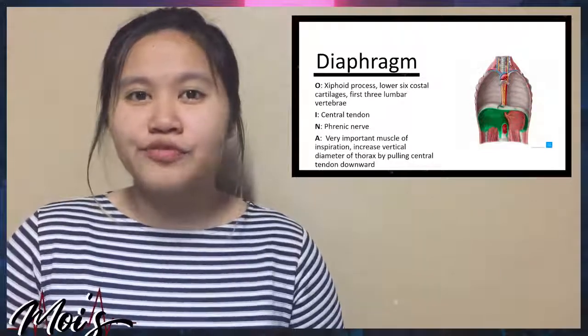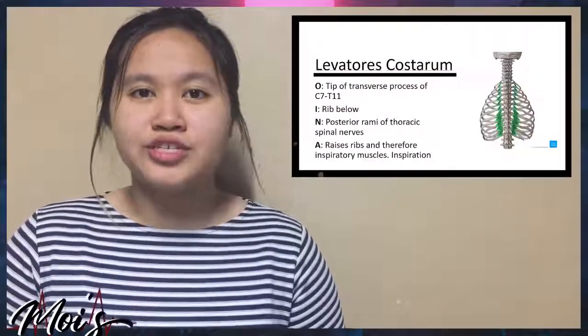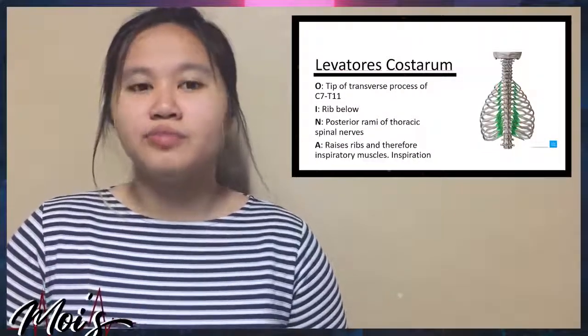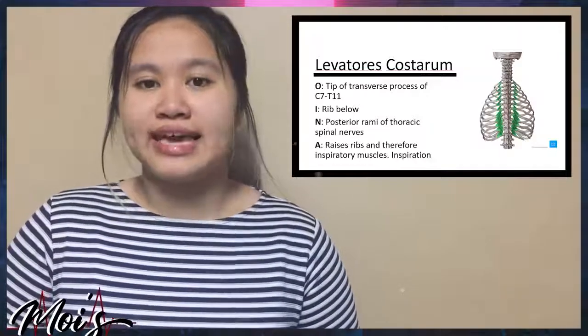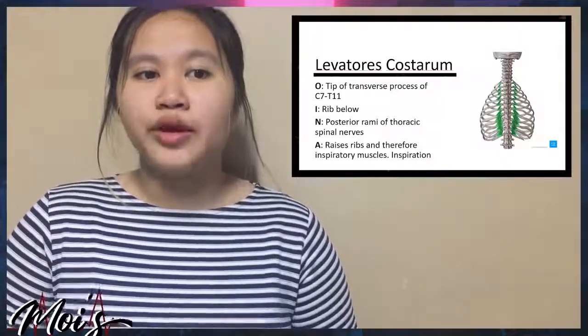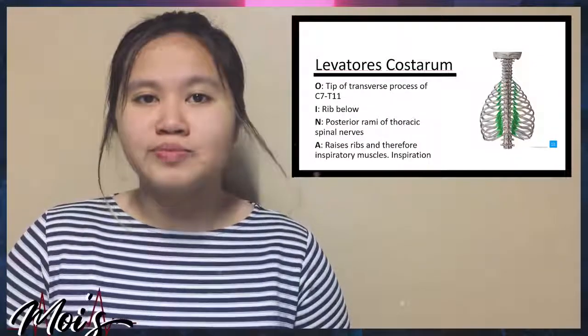The last muscle for the anterior part is the levator costarum. It's a set of small elevator muscles of the thoracic cage. They pass obliquely downward from 12 vertebrae to the ribs below.